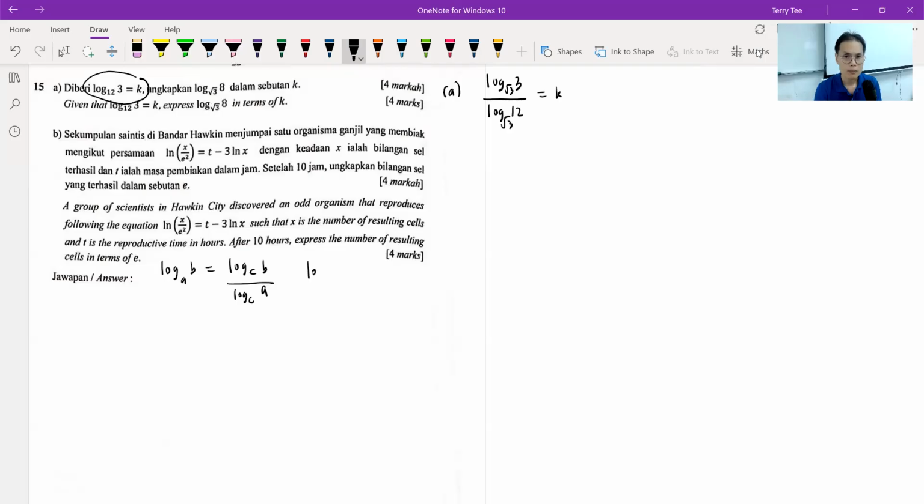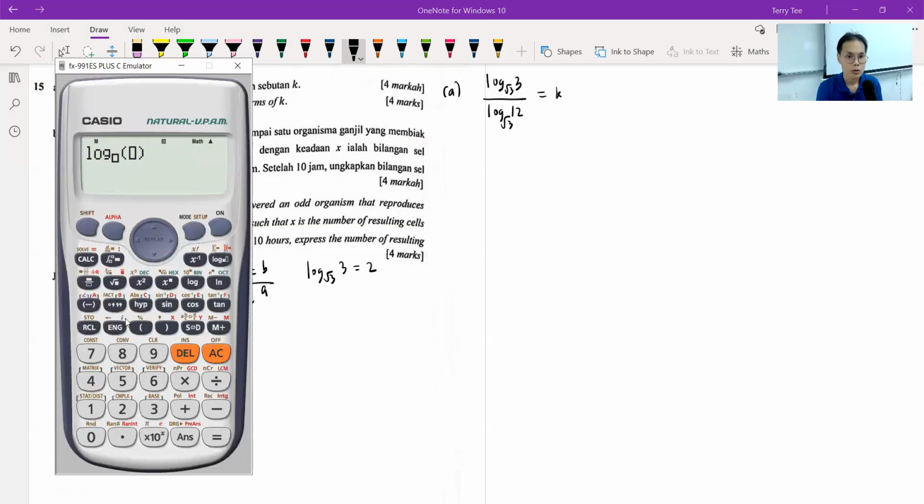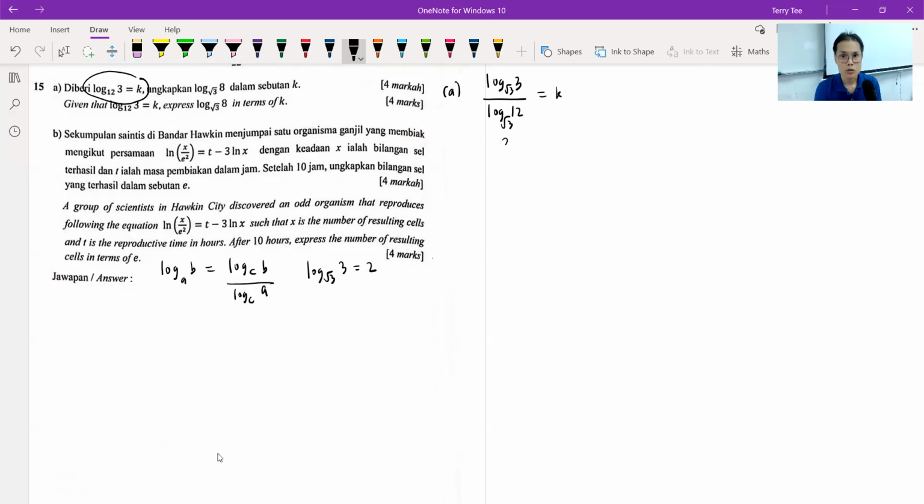And I hope you know, if I put a square root 3 here and square it, this is going to be 3, right? Therefore log base square root 3 of 3 is just 2. There's a cheat code here. You can use your calculator, log base square root 3 of 3, but you don't really need to do that to know that it's 2. So this is going to be 2 over log base square root 3 of 12 equals k. I'm going to bring this 12 up.